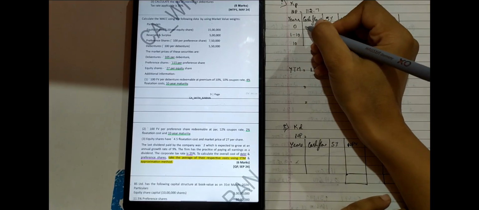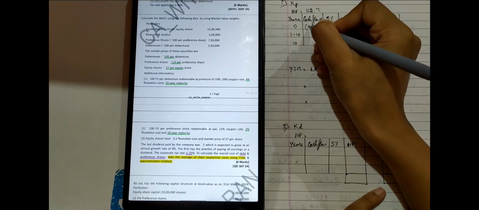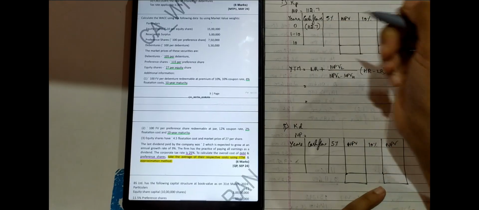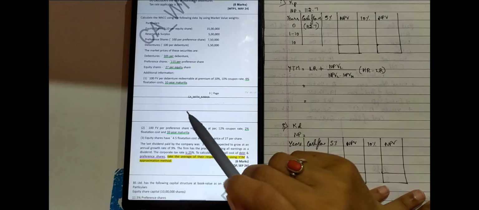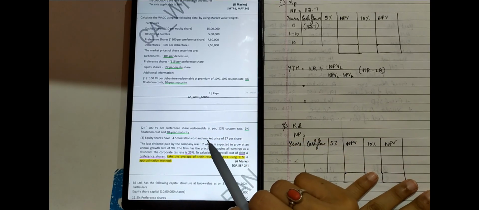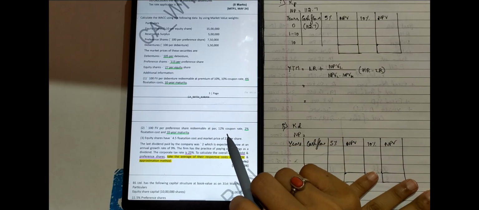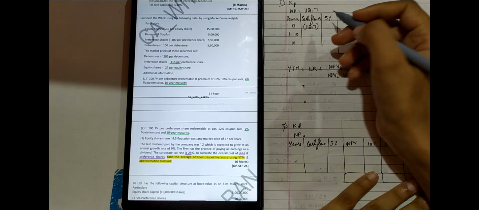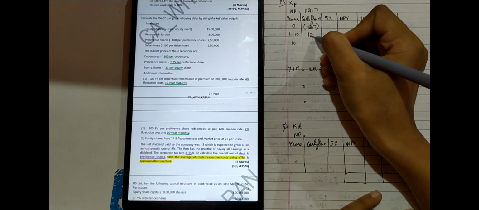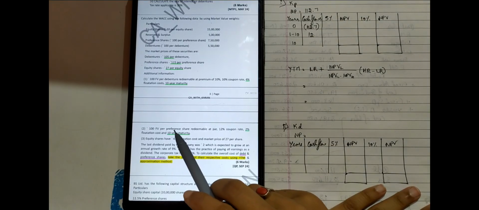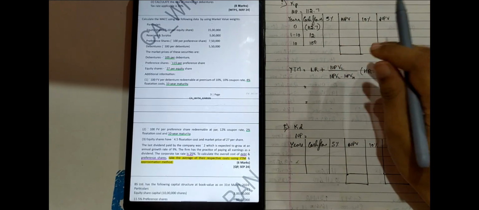Okay, so first year, like when you make an investment you have to invest how much? 112.7. So this is an outflow first, and from first year up to 10th year what is the interest on preference share we're going to get? It is 12% coupon rate, means 12% into 100 face value, so we're going to get 12 rupees as a dividend. And in the 10th year they are redeemable at par, so it is 100. Fine. Then now we're going to take any 2%, and from that we're going to calculate the net present value.